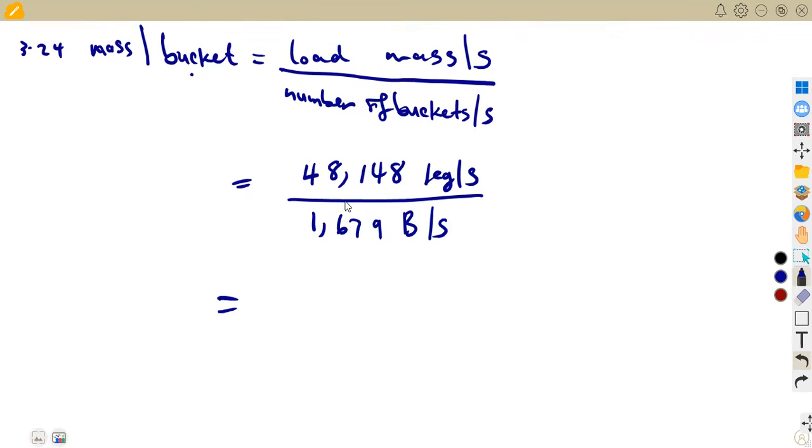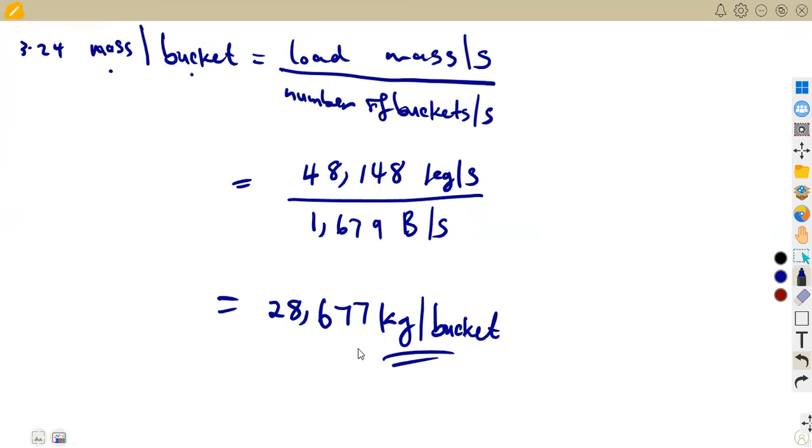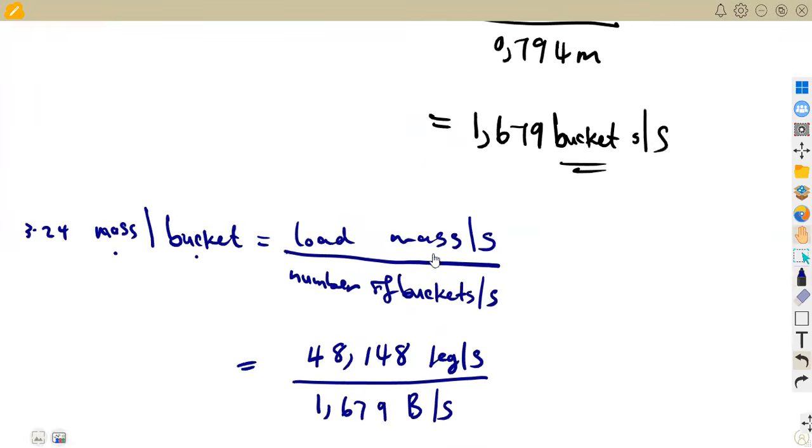All right, so if we divide these two, we are going to obtain something like 28.677, which is the mass in kilograms per bucket. In this case, it's the mass per bucket. So you have to be careful. Manipulation of formulas from the information that you are given is very, very important.